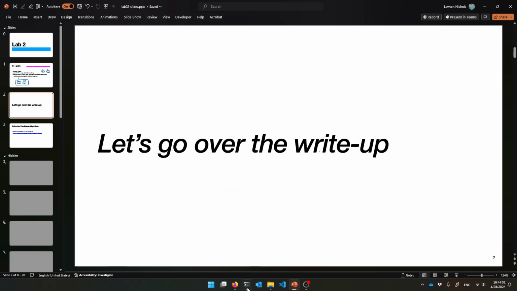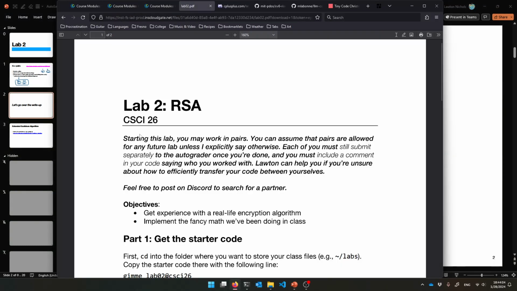So now let's talk about the write-up. The first thing I want to say is that you can work in pairs starting from this lab onwards. I don't think I'll disallow it, but from now on you can work in pairs, a group of two only, no more than two, on your lab. I'd like you and your partner, once you find one, to please still submit your code separately. That's much easier for me to give you a grade. Just let the autograder do its thing still.